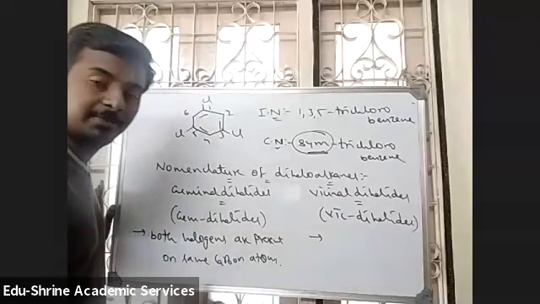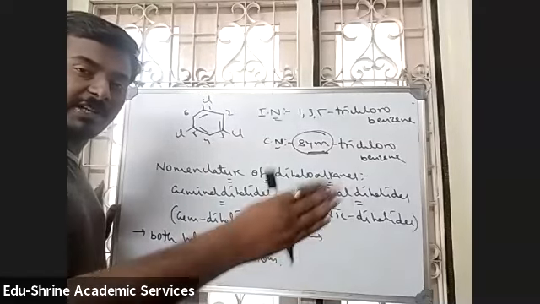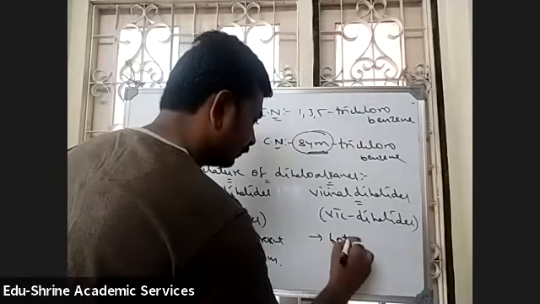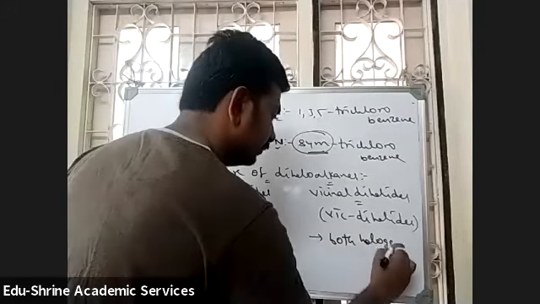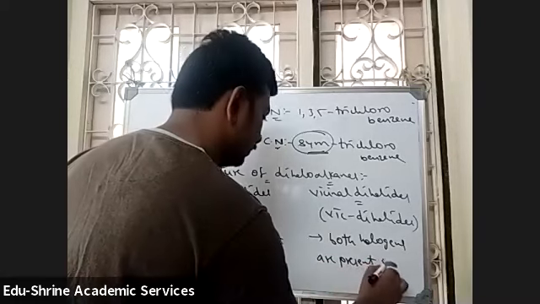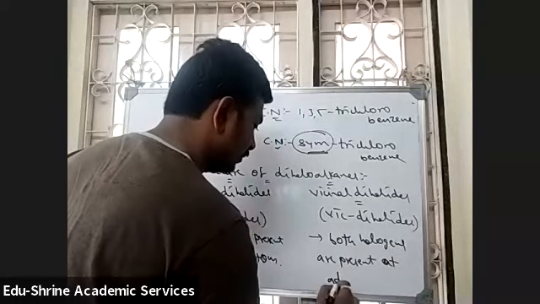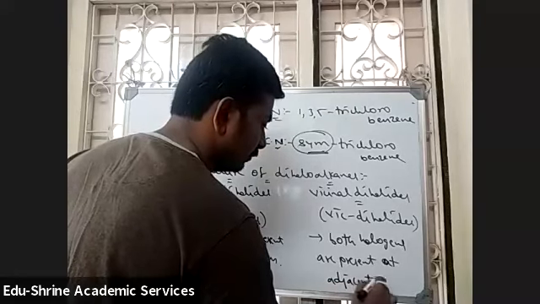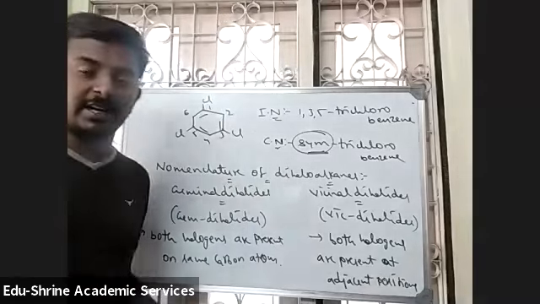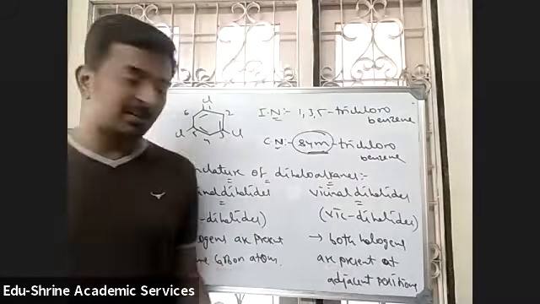Vicinal dihalides means both the halogens will be present on adjacent carbon atoms, at 1, 2 positions, right? So both the halogens are present at adjacent positions. They are called vicinal dihalides. So write it here. We'll see what is the common name and IUPAC.